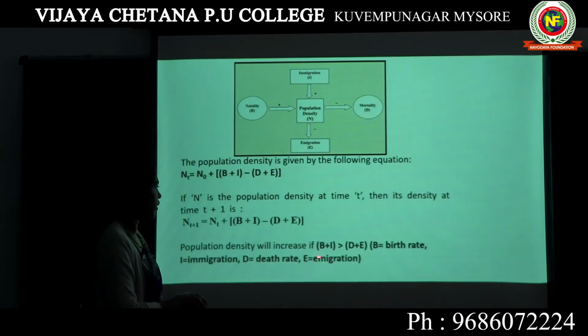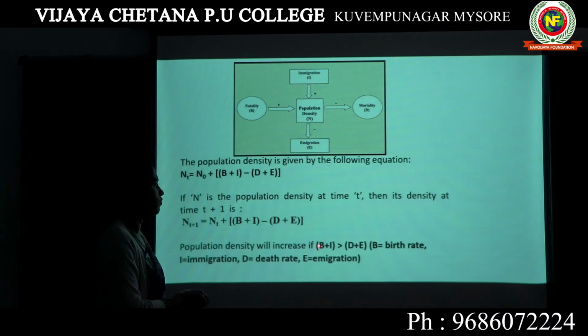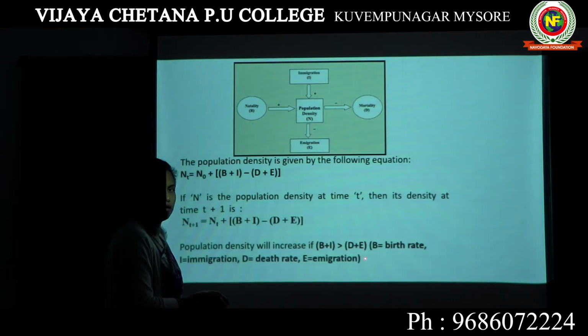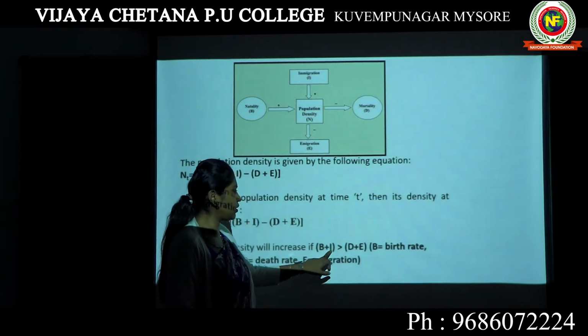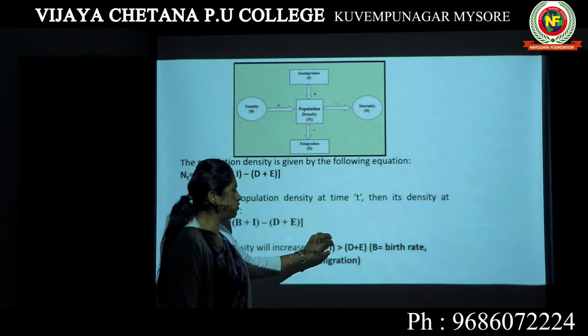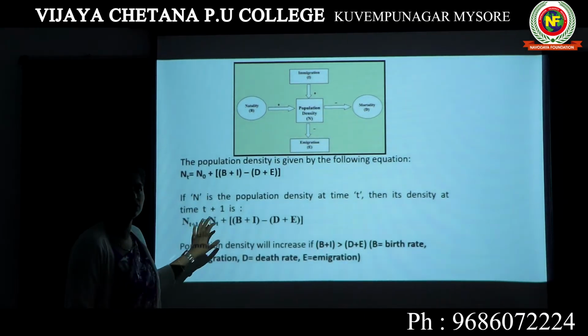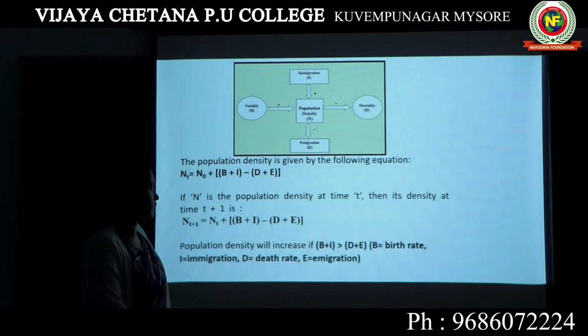This last point says population density will increase if B plus I is more than D plus E. It is quite obvious: if the birth rate and immigration rate are more than the death rate and emigration rate, then this particular population density is going to increase. It will show a hike.